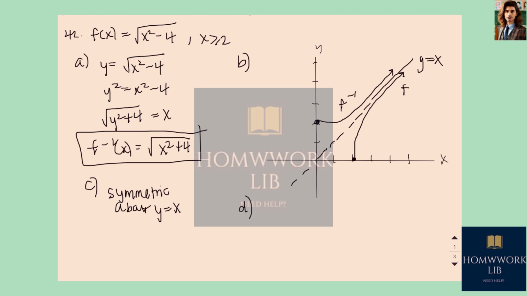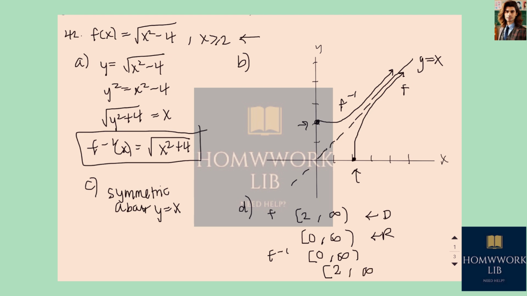Then it wants you to find the domain and range for f and f inverse. Starting with f, we have our domain from this original equation, so that would be 2 to infinity, and then your range for f would be 0 to infinity, because it starts here at 0 and goes on to infinity. For f inverse, it essentially would be flipped, so our domain is 0 to infinity, again starting here at 0 on the x-axis, and then our range would be 2 to infinity.